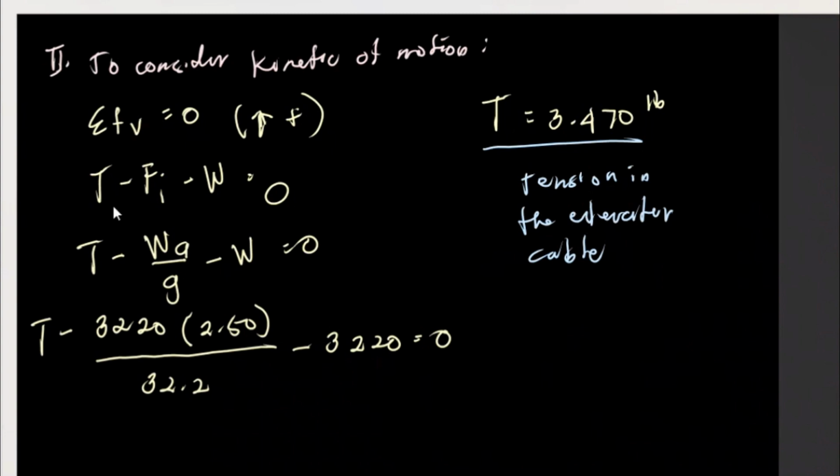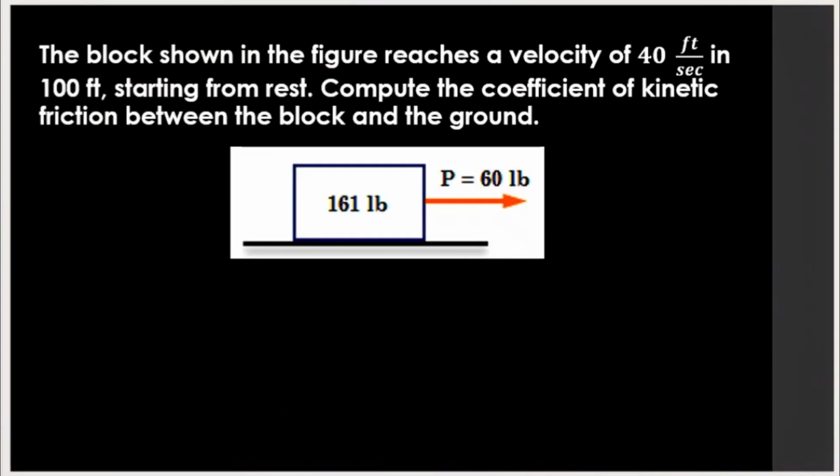Now, let's move on to the second problem. In the second problem, the block shown in the figure reaches a velocity of 40 feet per second in 100 feet, starting from rest. Compute the coefficient of kinetic friction between the block and the ground.